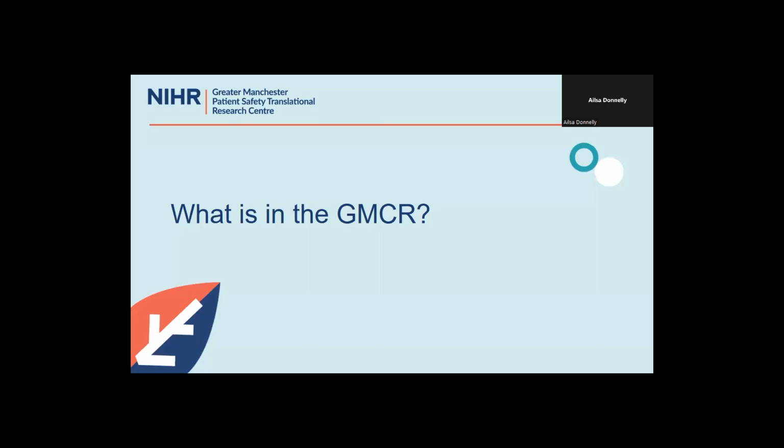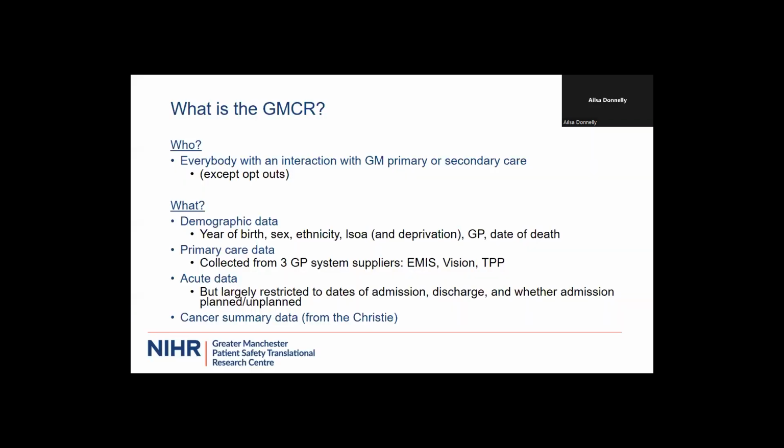Okay, so that's what it is, but now what's actually contained in it. So split into who and what. So who, it's everybody who's had any sort of interaction with the Greater Manchester Healthcare Services. So if you're registered with the GP within Greater Manchester, or if you've been to one of the hospitals or had care in a tertiary centre such as the Christie Cancer Hospital, then likely your data will be contained within the GMCR, with the exception of opt-outs. So it is possible for you to opt out of data sharing, and in which case your data will not be going into the shared care record.